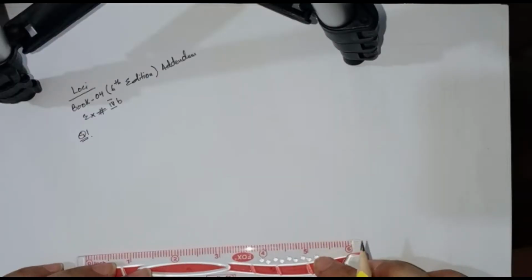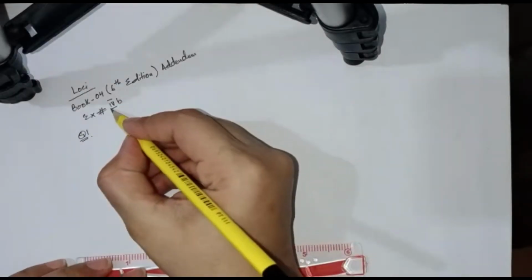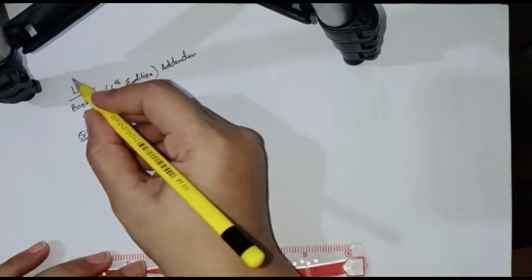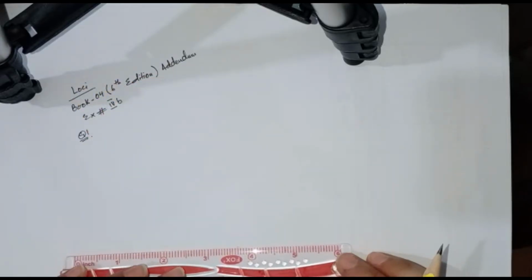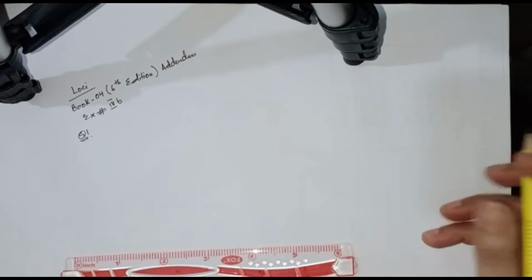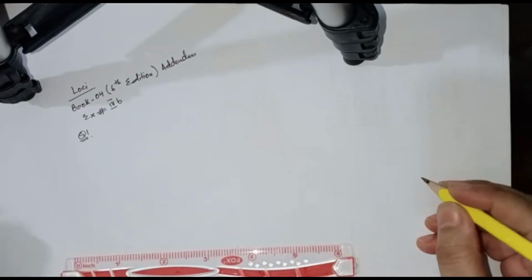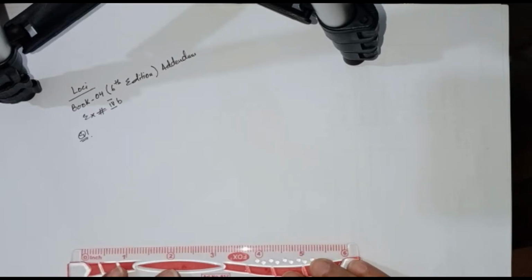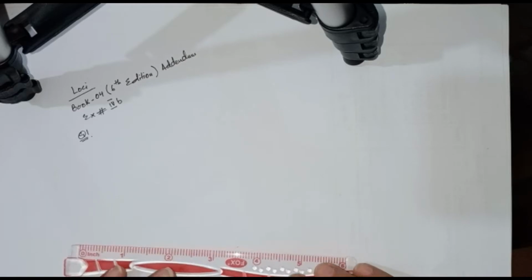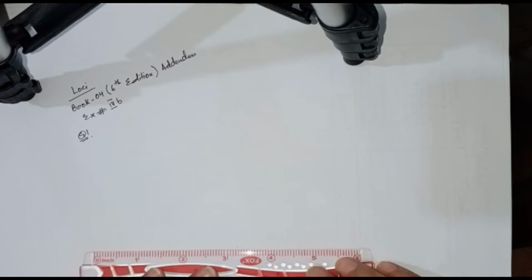So here I am going to explain question number 1 of exercise 4b. The topic is loci and this question is from book 4 addendum 6th edition. Construct and label triangle XYZ in which XY is 10 cm, YZ is 7.5 cm and angle XYZ is 60 degree. So first of all we will construct the triangle.